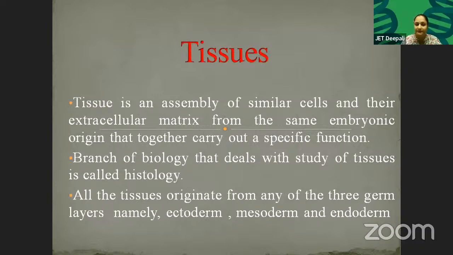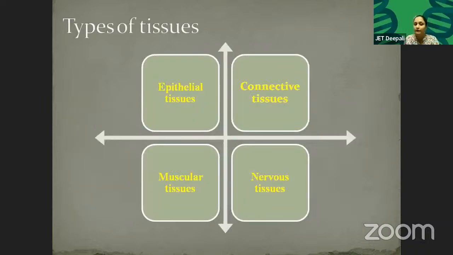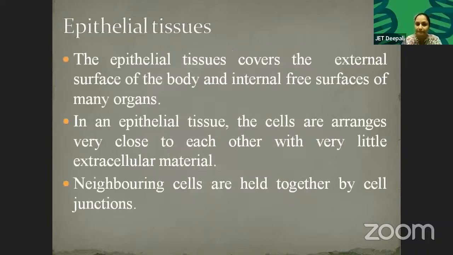All the tissues originate from any of the three germ layers, meaning they can be ectodermal, mesodermal or endodermal in origin. Types of tissue: there are four types, epithelial, connective, muscular and nervous tissue. Epithelial tissue we will be covering today. Connective, muscular and nervous tissues we will cover in the next classes. We need to study tissues in detail because it is a very important topic.